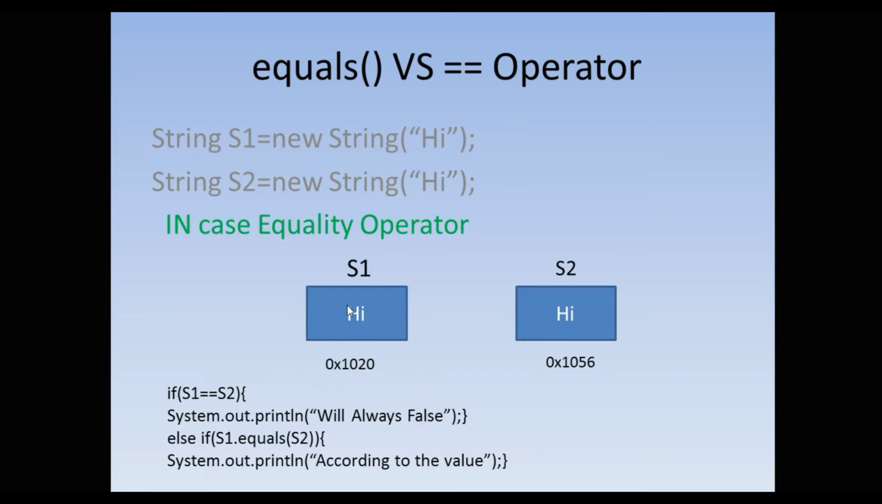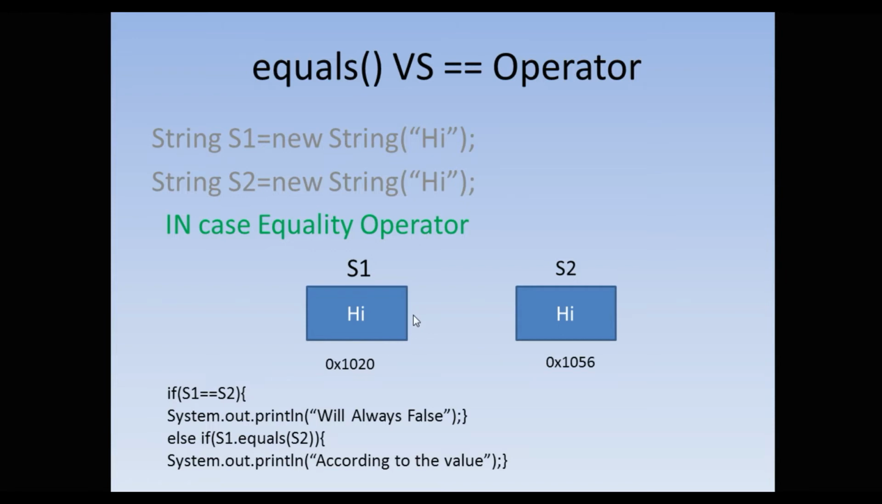Here you can see s1 contains hi, s2 also contains hi. In the case of the equality operator, it never compares the values stored in the objects, but in this case it will compare the address. So here is the difference, it will never be the same. You can see that it will always be false.